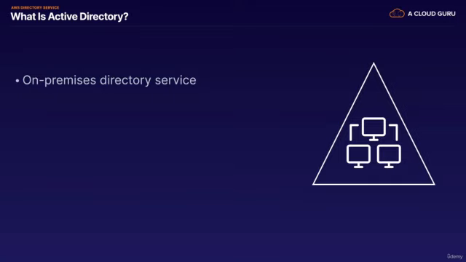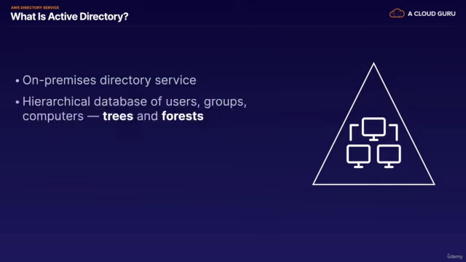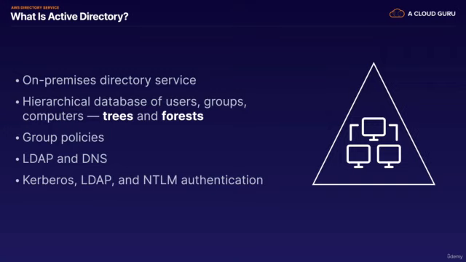Well, this is an on-premises directory service that's used by most enterprises. It's a hierarchical database of users, groups, and computers organized in trees and forests. And you can apply what are called group policies to help you manage users and devices on a network. Now, under the hood, Active Directory is based on two protocols, LDAP and DNS, Lightweight Directory Access Protocol and Domain Name Service. And it supports Kerberos, LDAP, and NTLM authentication protocols.